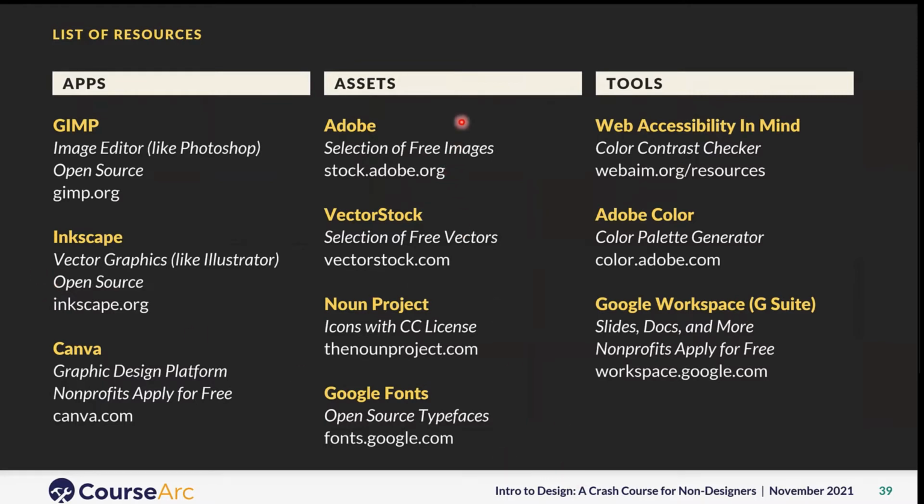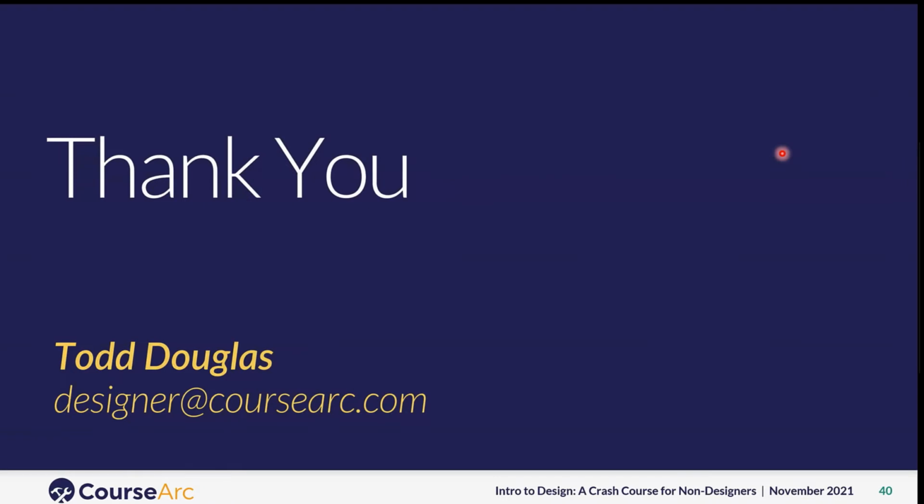Just a couple of the assets where I get stuff. This is what I was talking about with the color contrast checker. This webaim.org has a great color contrast checker. And so I think that'll wrap me up.